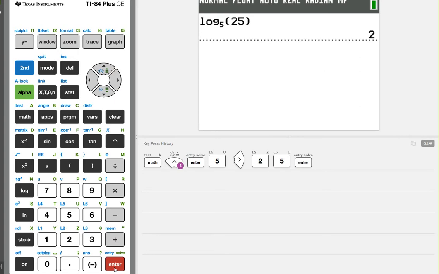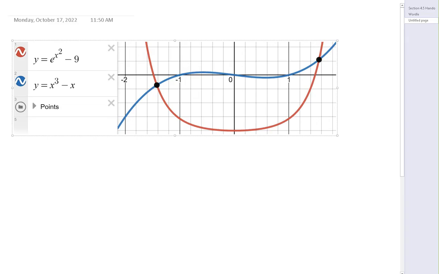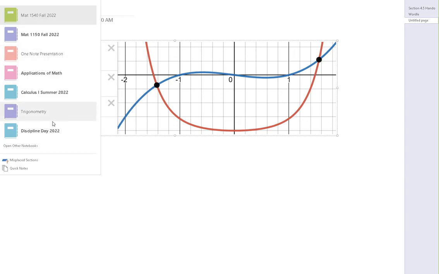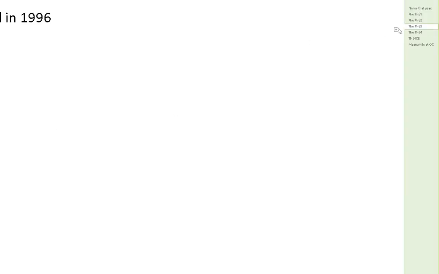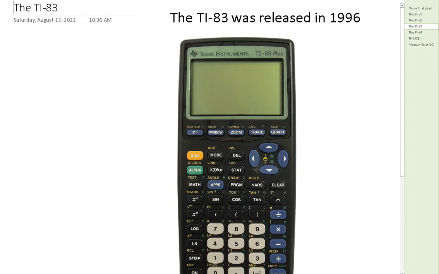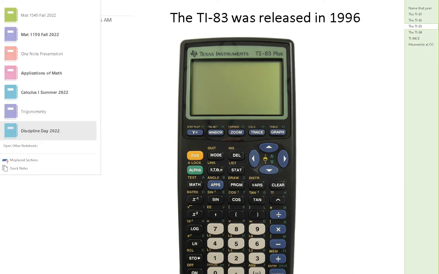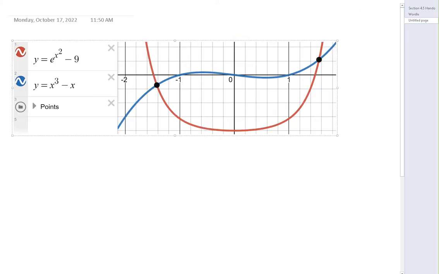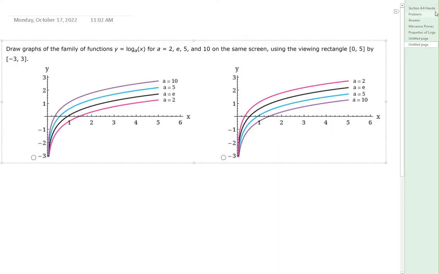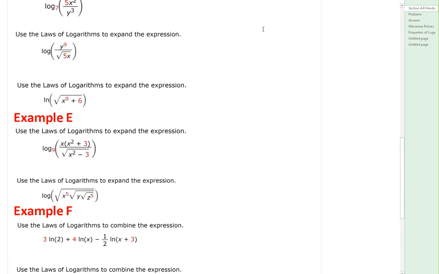Beautiful. This is not on the 83. The 83 is kind of old school. The 83, let me sit down here. Yeah, the 83 was released in 1996. But you know what? The 83 is still a great calculator, still does a lot of cool things. It's just not up to date to keep up with some of the cooler features on these things.